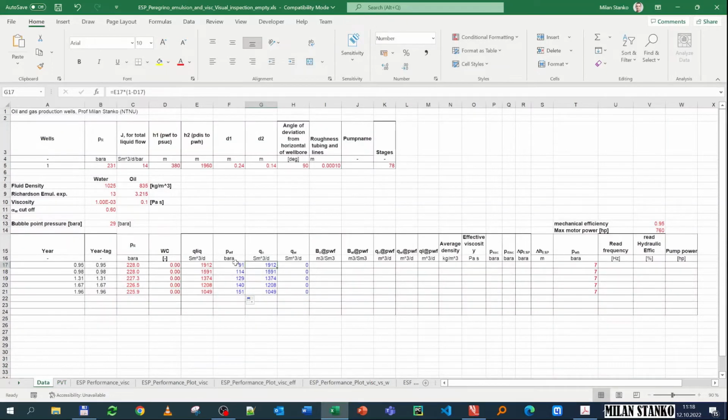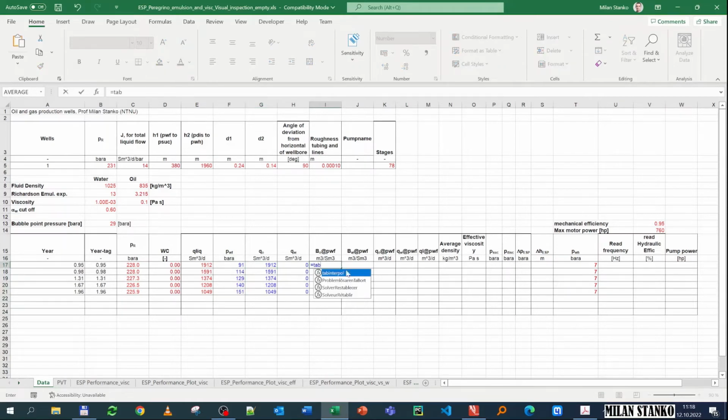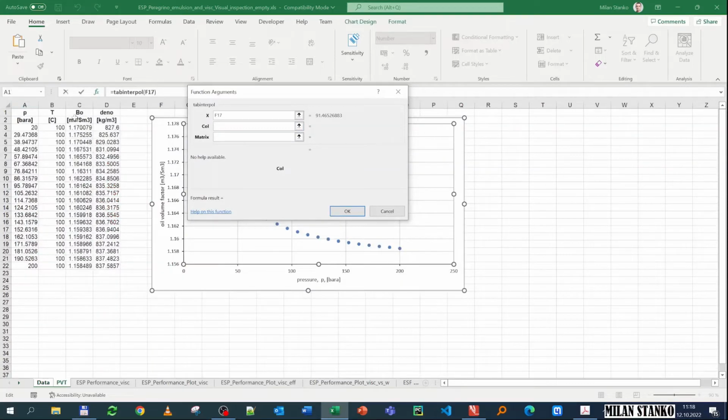But you see here all the flowing bottom hole pressures are above the bubble point pressure. So for that, we're going to use our function tab interpol that we have used before to interpolate linearly. We say that the X is the bottom hole pressure, the column is 1, 2, 3, and then the matrix is going to be the whole data set here, which we have to block.